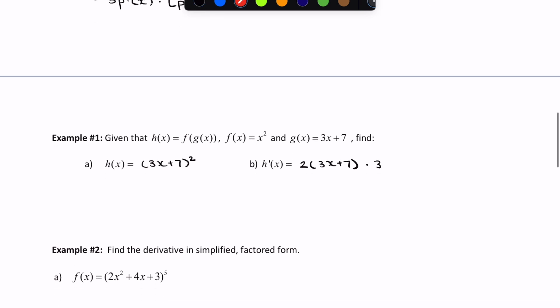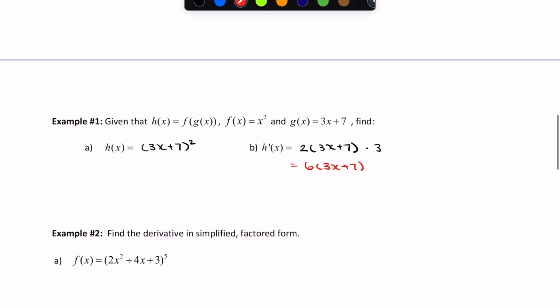So here we can simplify. It'll be 6(3x + 7) will be h prime of x.